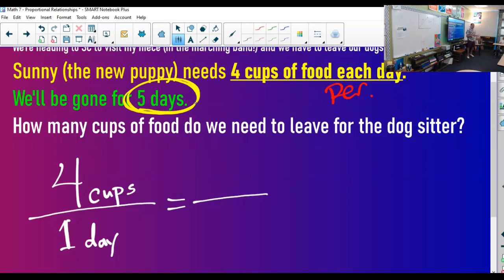Alright, now we're using random cards. Sorry if I'm calling on the same people again, but now I'm just working through the deck. Jackson, where would I put 5 days? Why on the bottom? That's where the days went. Could I flip this over and say one day I need 4 cups of food? Sure. But since we put days on bottom, we keep putting days on bottom.